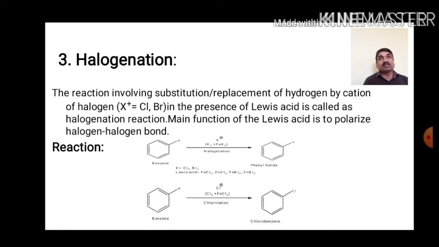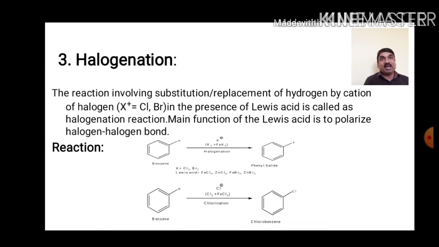Then the third example is halogenation. Halogenation is an example of aromatic electrophilic substitution reactions. The reaction involves the substitution or replacement of hydrogen by the cation of a halogen. It may be chlorine or bromine in presence of a Lewis acid, and it is called a halogenation reaction. The main function of the Lewis acid is to polarize the halogen-halogen bond.